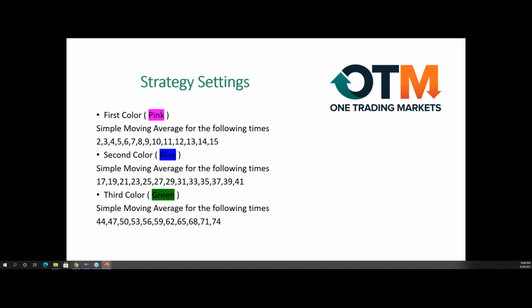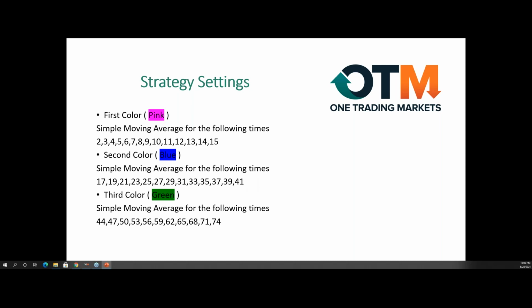The second set, we will color it blue. It will be simple moving averages for the following periods: 17, 19, 21, with a gap of 2 between all of those moving averages until we reach 41. So again, the blue moving averages will be 17, 19, 21, 23, 25, 27, 29, until 41.